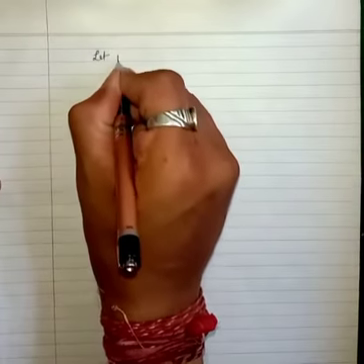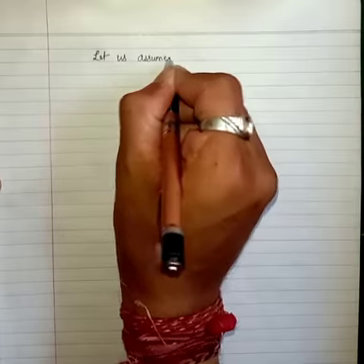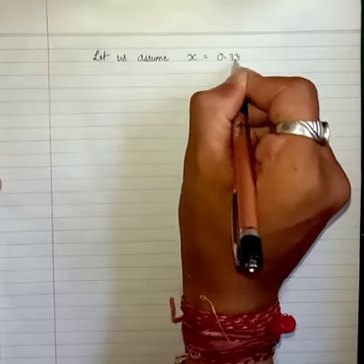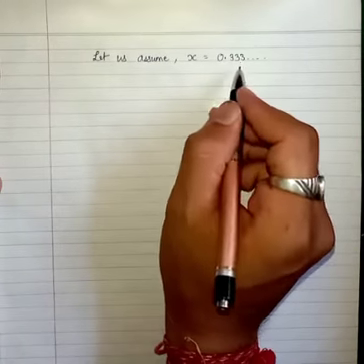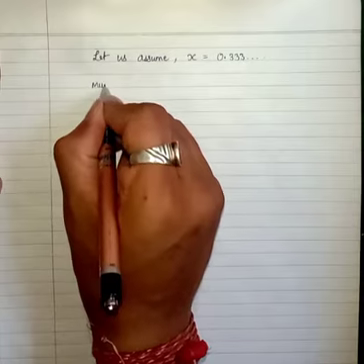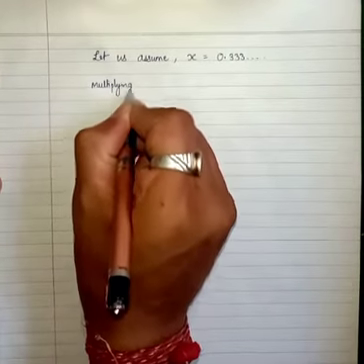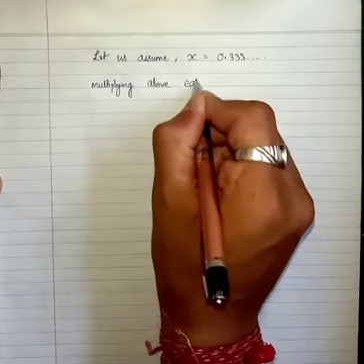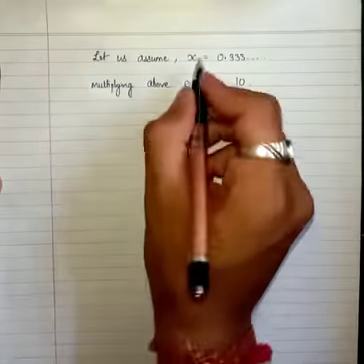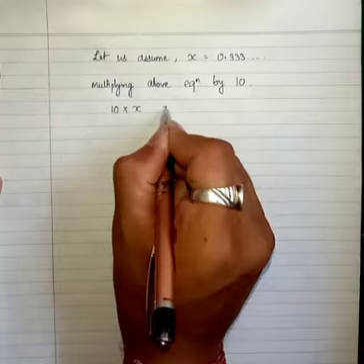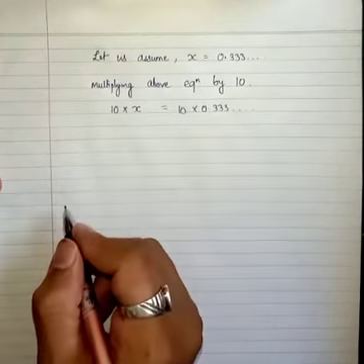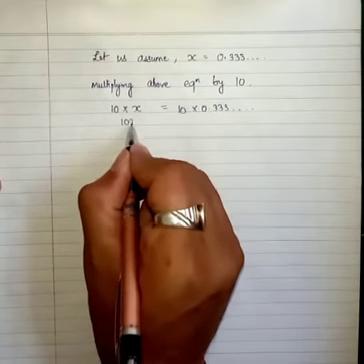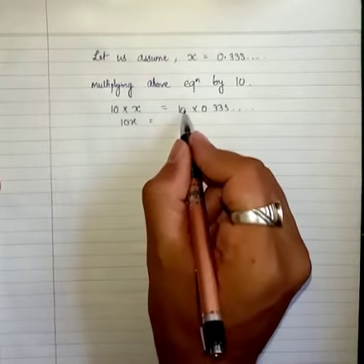So let us assume x is equal to 0.333 and so on. I told you we have to multiply by 10 because one number is repeating. So multiplying the above equation by 10, on the LHS I have to multiply by 10 and on the RHS also I have to multiply by 10. So 10 multiplied by x, you will get 10x.